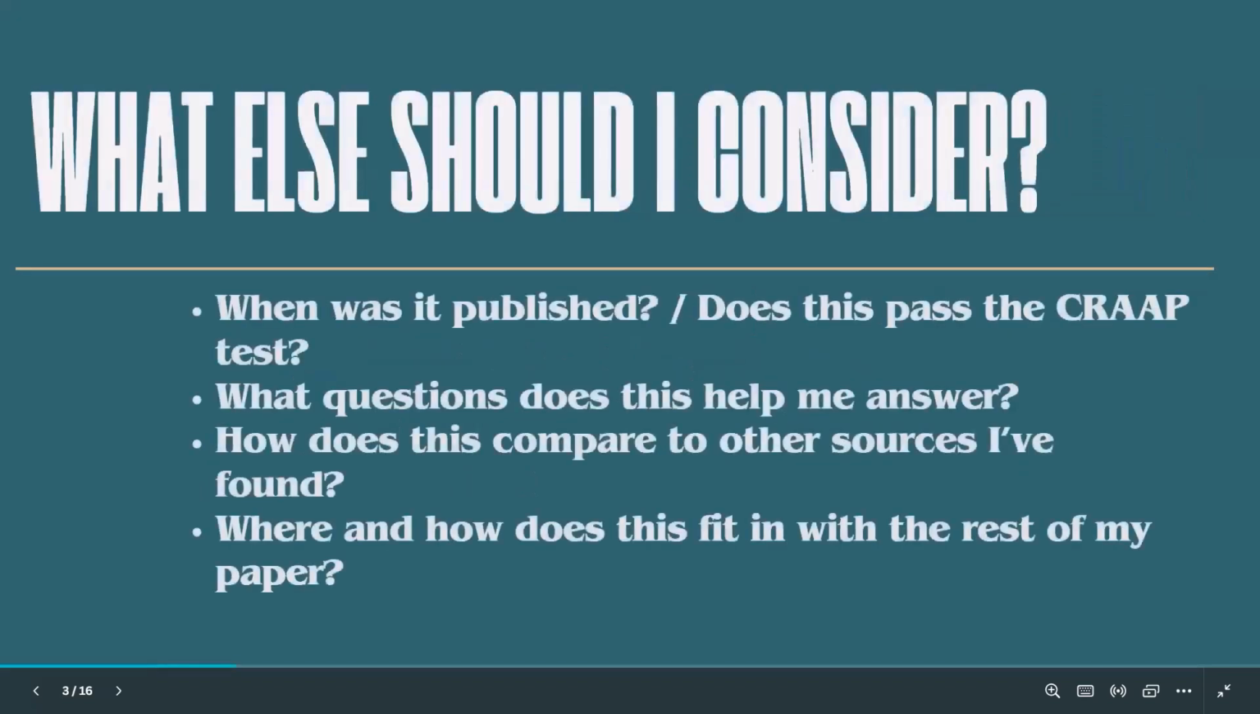So what else do you need to consider? That's not the end all be all. It's also important to consider when it was published, and does it pass the CRAP test? If you were in INST 150 over the last 2 weeks, you probably heard a lot about this. And you remember that the first C in CRAP stands for currency.